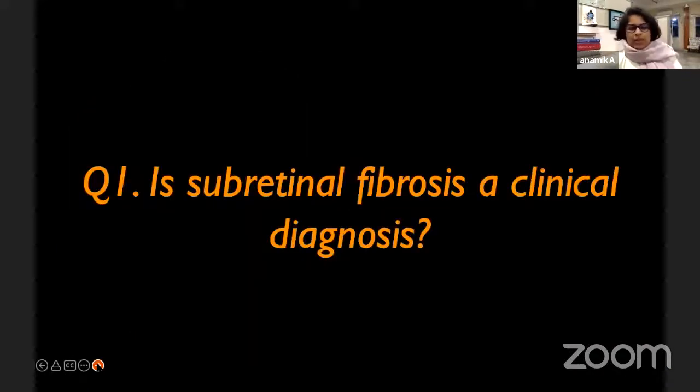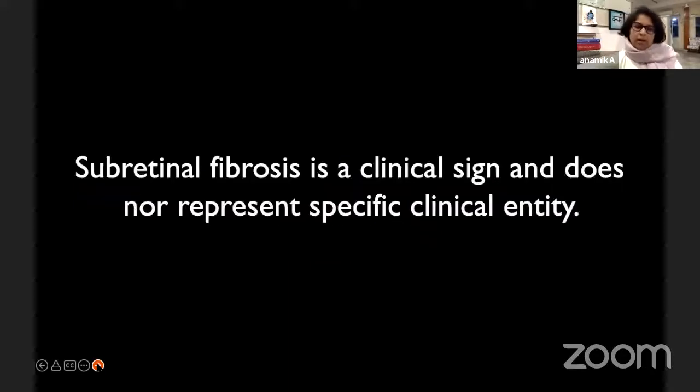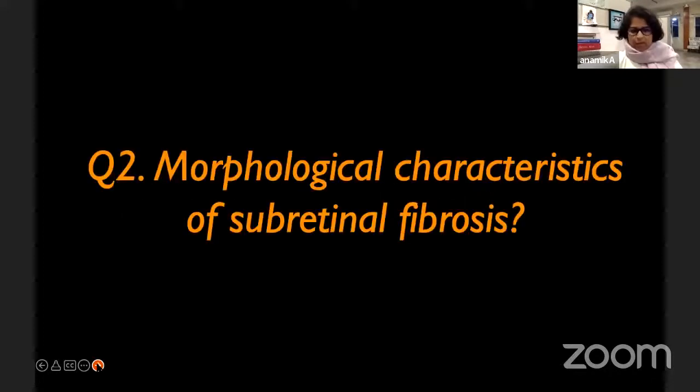So the first question that we have is, is subretinal fibrosis really a clinical diagnosis? Well, the answer is that it's a clinical sign and it does not represent any particular clinical entity. So now that we understand that it's a clinical sign, what are the morphological characteristic features of subretinal fibrosis?